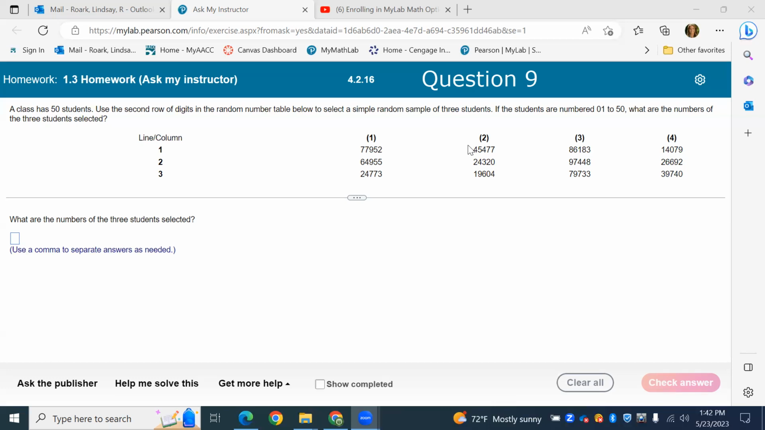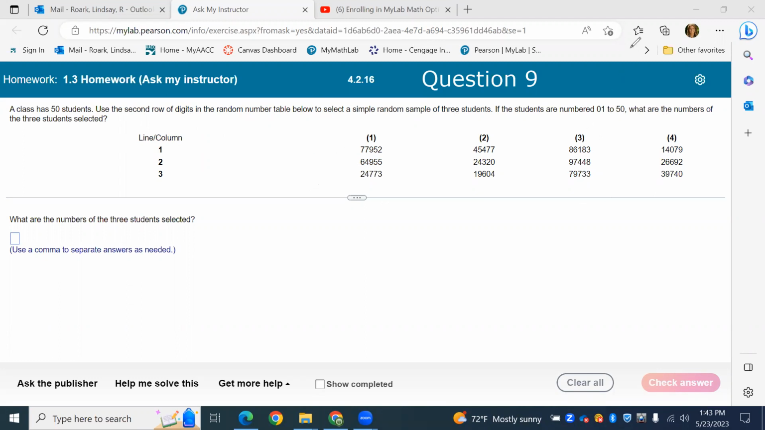So the first thing we're going to do is identify where we want to look. This particular question says use the second row of digits. Okay, so if you look at this table, it says line slash column. They're referring to how the columns are labeled 1, 2, 3, 4, and then the lines are the different rows. So the first row, second row, third row. For this problem, they want us to look at the second row, which is fine.